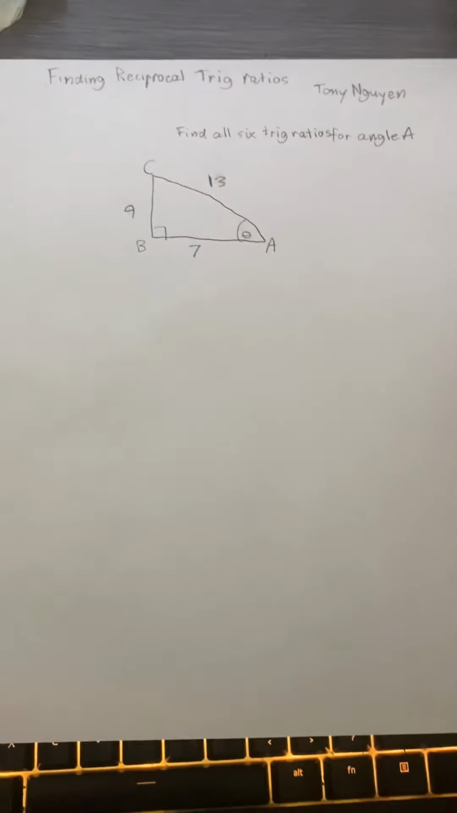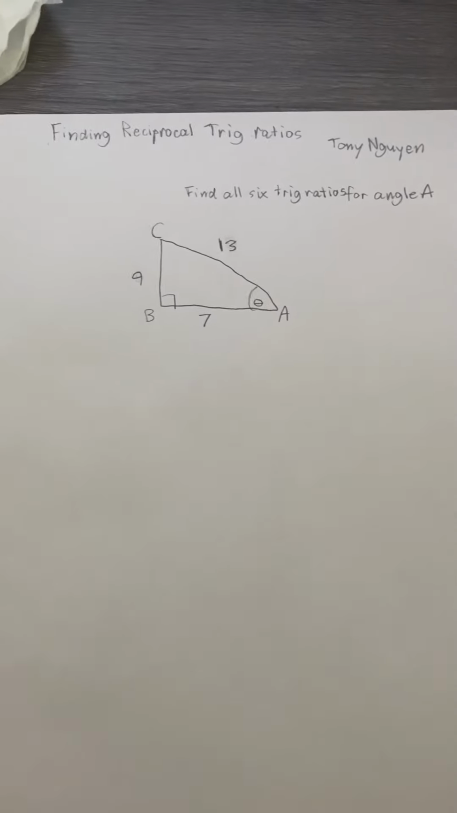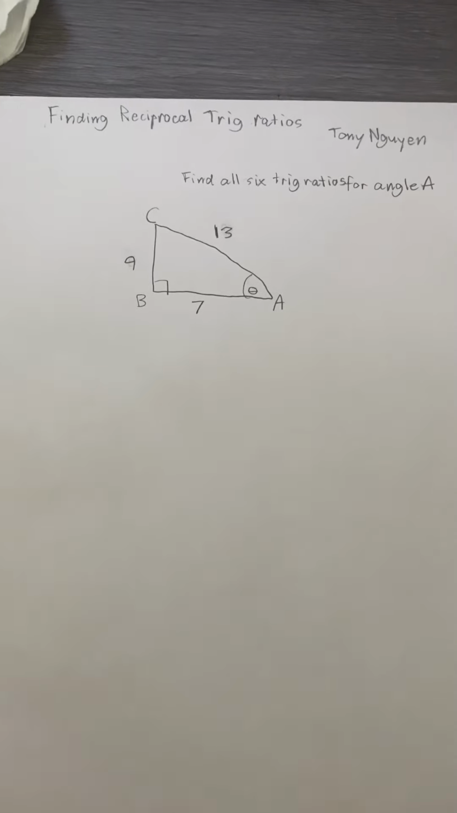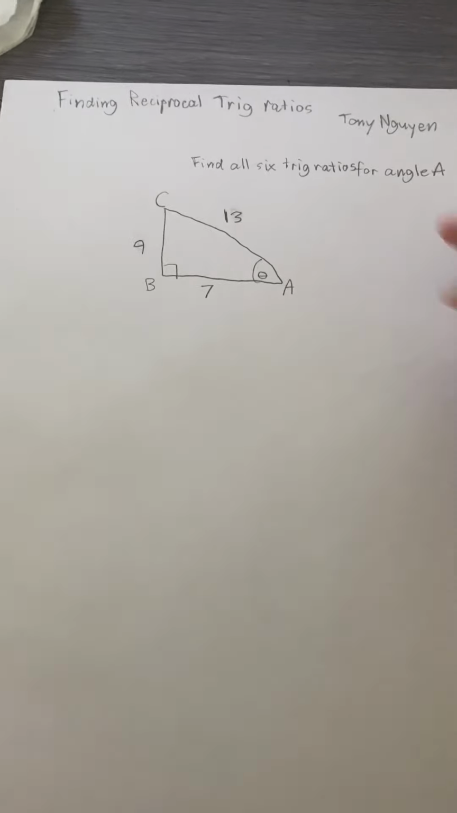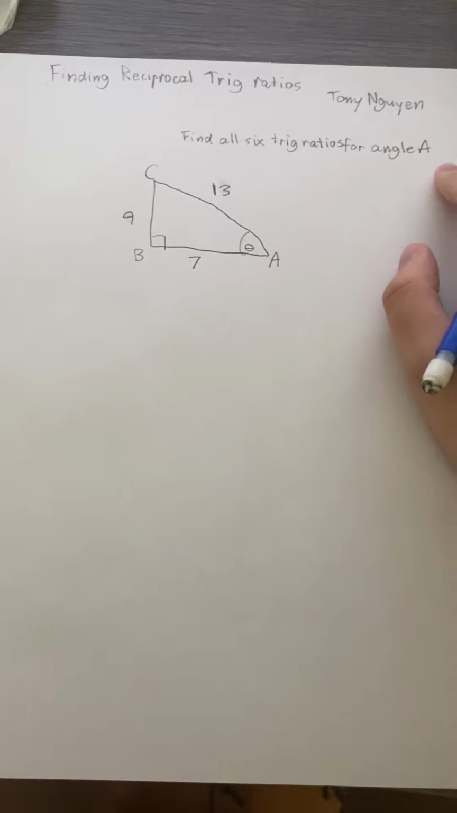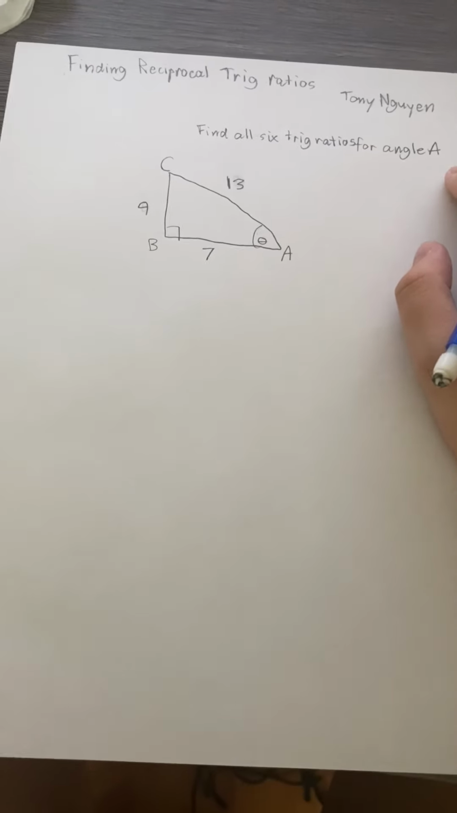Okay, so today I'm going to be showing you how to find the six trigonometric ratios. We'll be finding the reciprocal trig ratios. Right here we have a right triangle, and it's telling us that we have to find all six trig ratios for angle A.